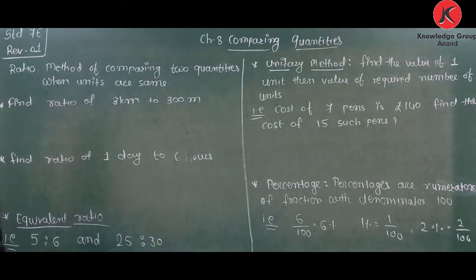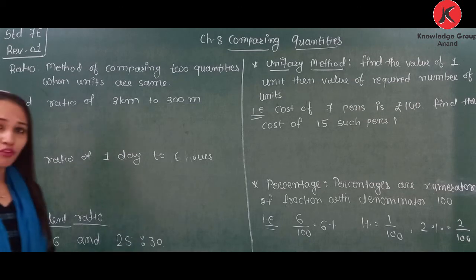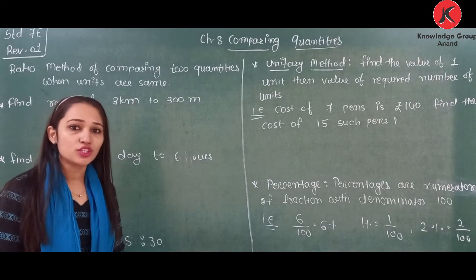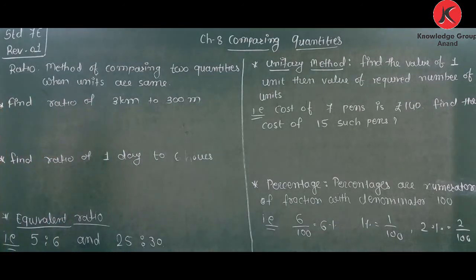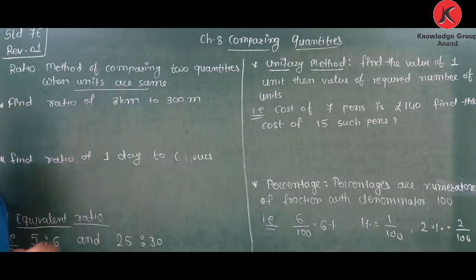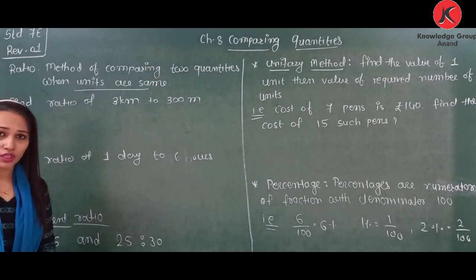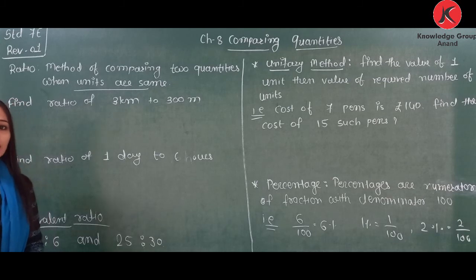But here, ratio is a method of comparing quantity by division because we are taking the fraction relation when we compare two quantities when units are the same. So if someone asks what is ratio, then you can say that it is a method of comparing two quantities by division when units are the same. Clear?